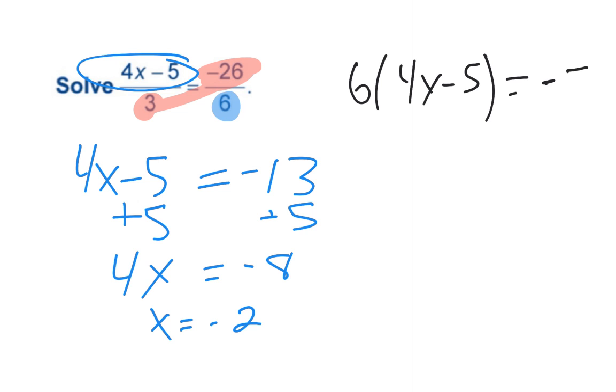Negative 78. That you distribute the 6. Okay. So you can do it that way as well.